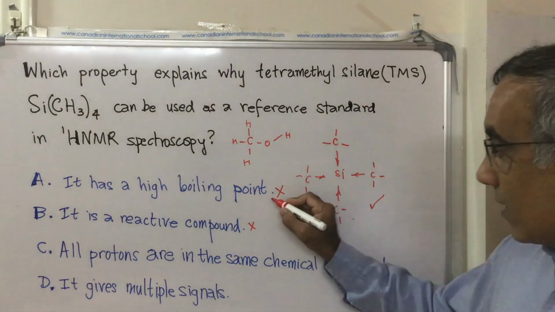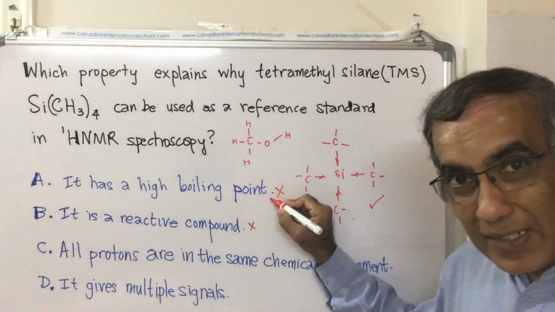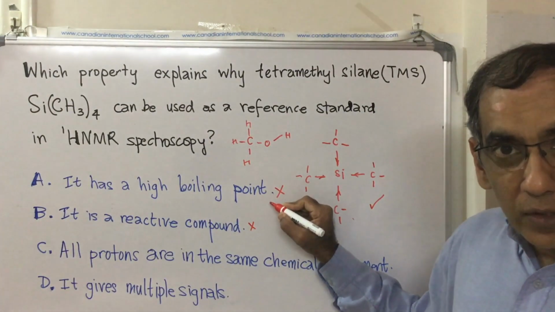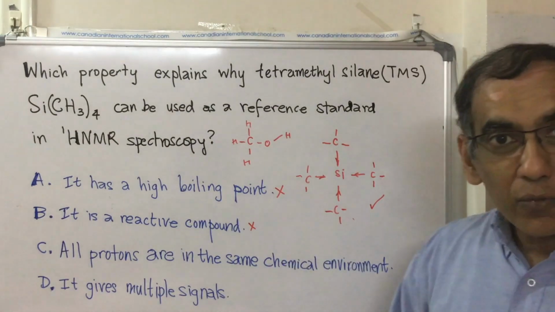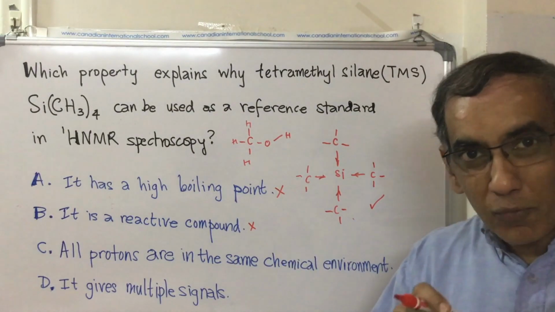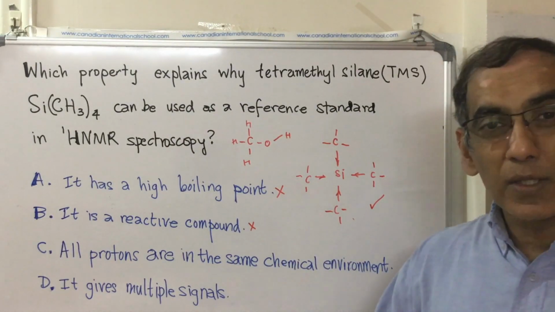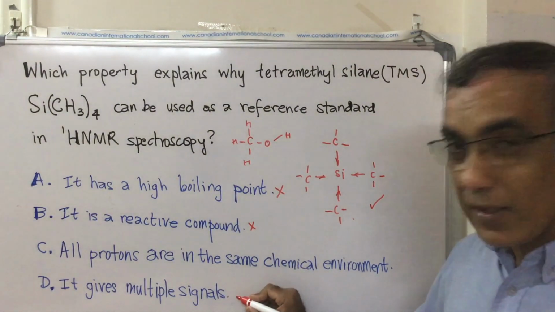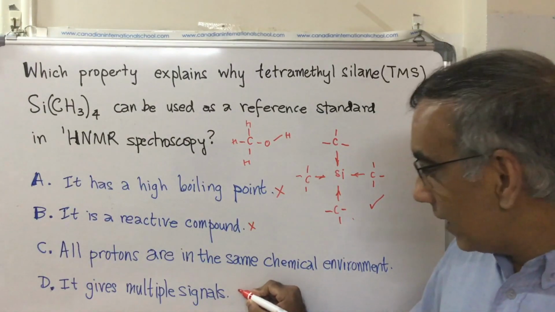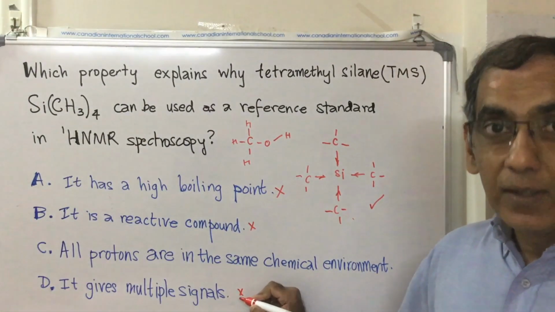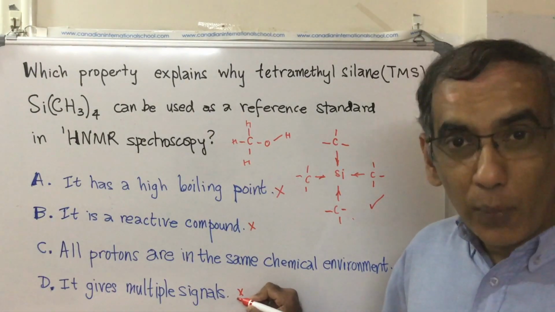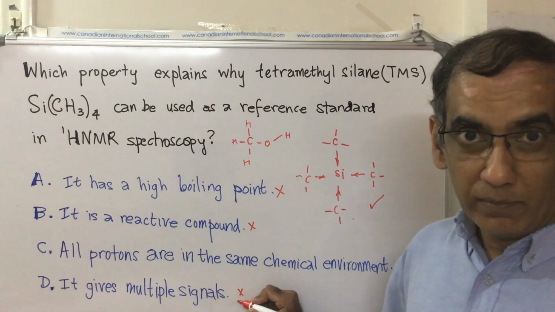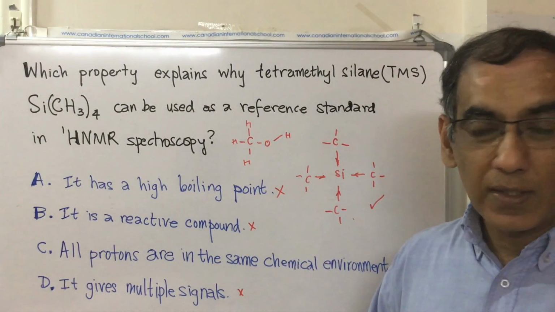spectrum. It doesn't have a high boiling point, so it's easy to get it out of the machine when you're done. And of course, it's not reactive, so it's not going to have any remnants in there reacting with other substances that go into the machine as well. And it doesn't give multiple signals, like I said. It only gives that one signal, which is used as the 0 point on an NMR spectrum. The answer for this question, of course, is C.